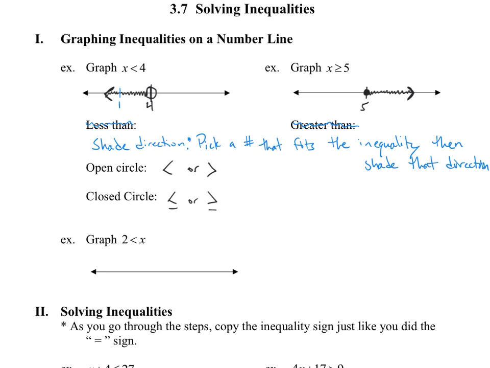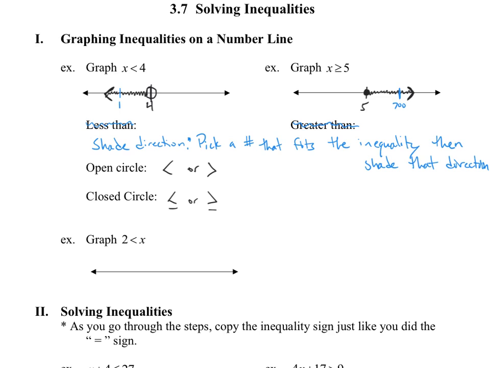And the next one, what's a number that works for the second example? Graph x is greater than or equal to 5. 700. 700 would be over here somewhere, right? So you'd shade that way. If you tried 700 here, we'd shade that way. That's going to help you know which direction to shade.